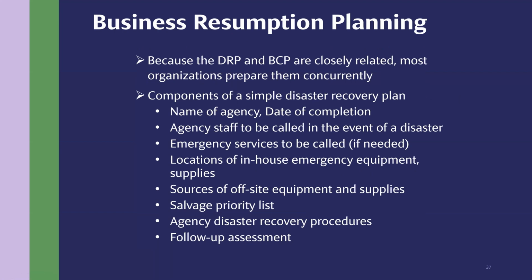Yeah, business resumption planning. Because DRP and BCP are closely related, most organizations prepare them concurrently, and these are some components of a simple disaster recovery plan, which are self-explanatory: name of agency, date of completion, agency staff to be called in the event of a disaster, emergency services to be called, locations of in-house emergency equipment and supplies, sources of offsite supplies. So I will not explain these things. You can just see they are all self-explanatory. What they mean can be understood directly from here.